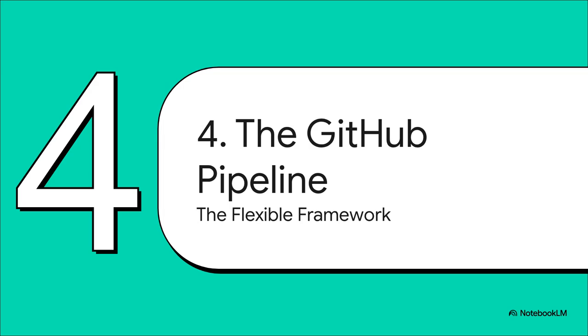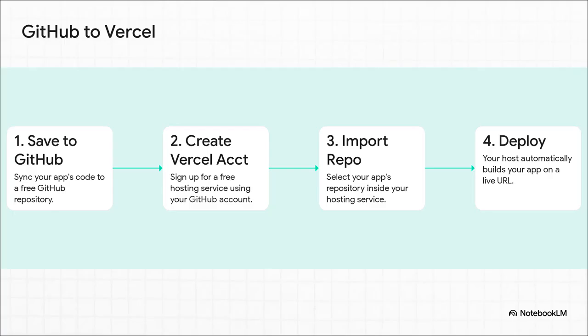Now, this approach is wildly popular with developers, and for good reason. It's all about giving you more flexibility and fine-grained control. The workflow here involves a couple more moving parts, but it's still very simple. First, you save your code to a free GitHub account. You can think of GitHub as a sort of Google Drive, but for code. Then you sign up for a free hosting service, something like Vercel or Netlify. Inside Vercel, you just point it to your project on GitHub, and that's it. It automatically pulls the code, builds your app, and puts it on a live URL for you. It feels a bit like magic the first time you see it.